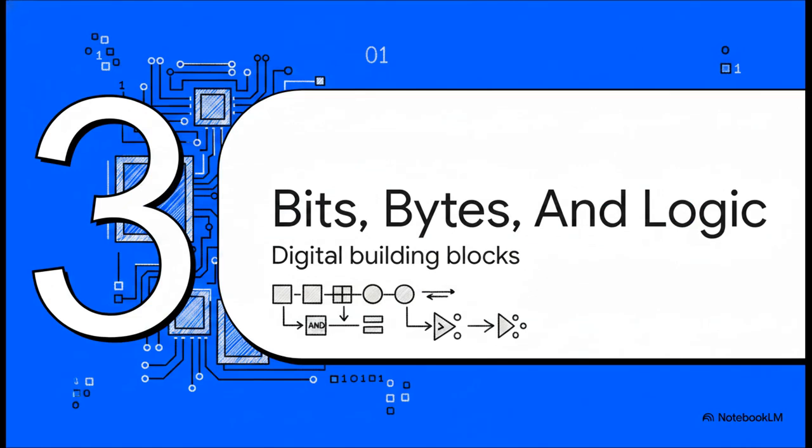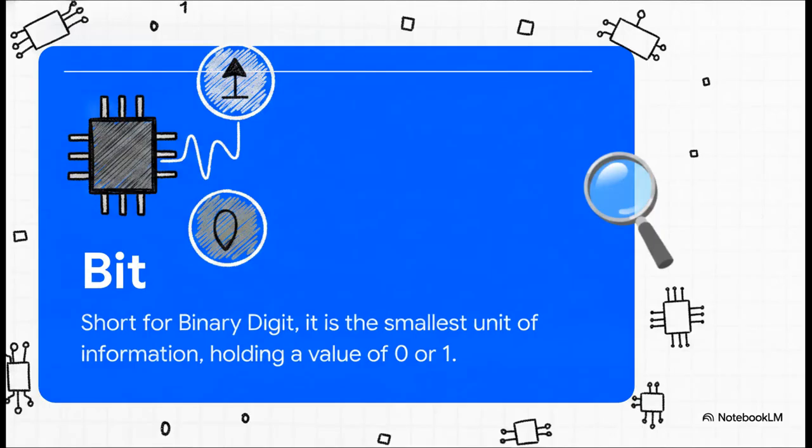Up next is section 3, bits, bytes, and logic. Let's look at building the digital blocks. Now that we've got the abstract counting down, let's look at the actual physical building blocks of all this digital info. We have to start with the bit. It's short for binary digit, and it's the absolute smallest unit of information in computing. It just holds a value of either 0 or 1.